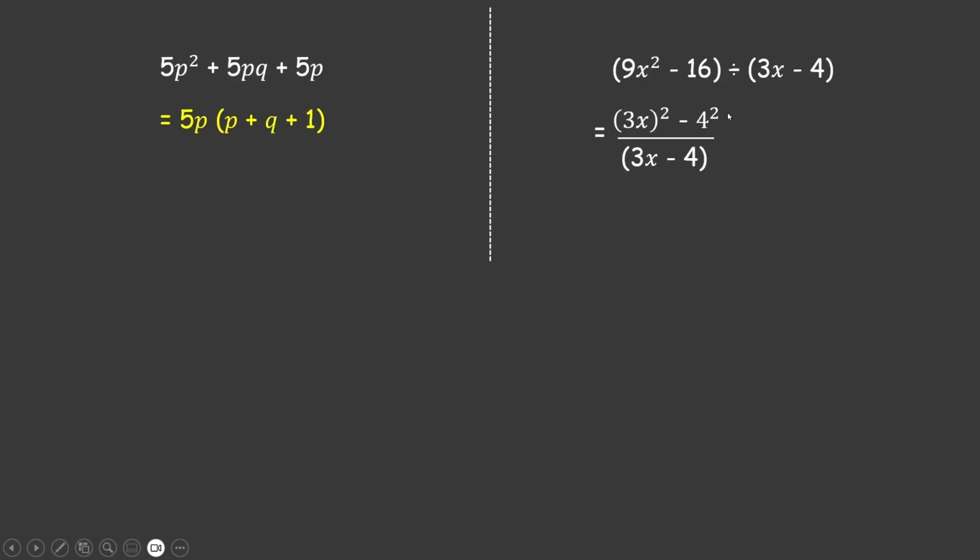Now, this term is actually the identity a square minus b square, right? Which is simplified into a plus b, a minus b. Here a is 3x and b is 4. So a plus b will be 3x plus 4. A minus b will be 3x minus 4, divided by 3x minus 4. Now we can cancel 3x minus 4 from the numerator and the denominator, and then we are left with 3x plus 4.